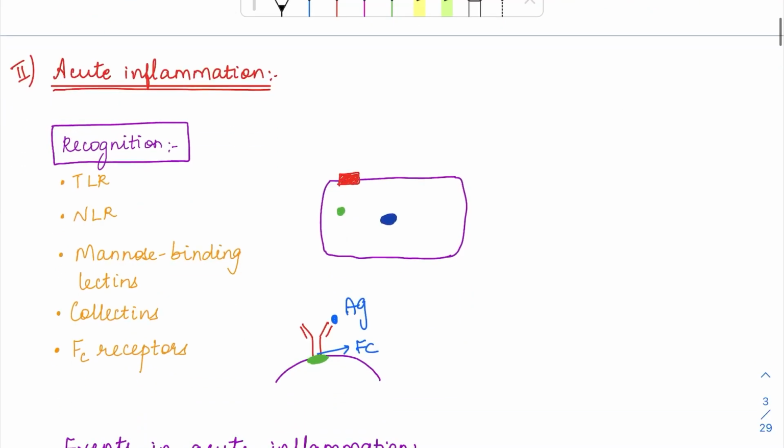So let's start with acute inflammation first. In that, the first step will be recognition. Recognition is going to happen with the help of certain receptors, which are going to recognize the offending substance. So there are pattern recognition receptors. Toll-like receptors are present on the plasma membrane. And other than that, we have intracytoplasmic pattern recognition receptors called NOD-like receptors or NLRs. These are going to identify the pathogen which is going to cause the injury.